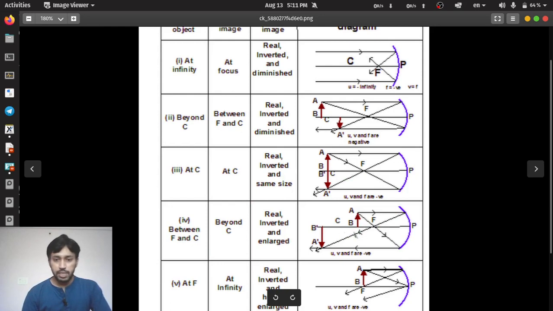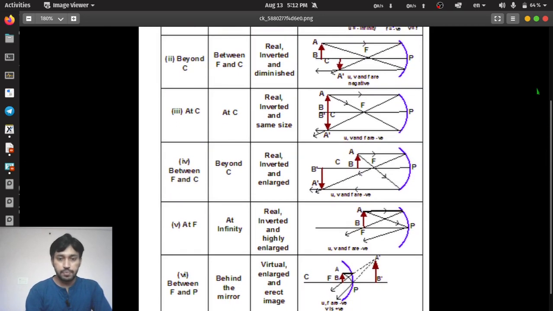So if the object is between F and C, you can see this is C and this is F. So if it is in between this, then the image will be like this. So this will be enlarged. You can see the image will be enlarged. That means of larger size. You can see larger size.